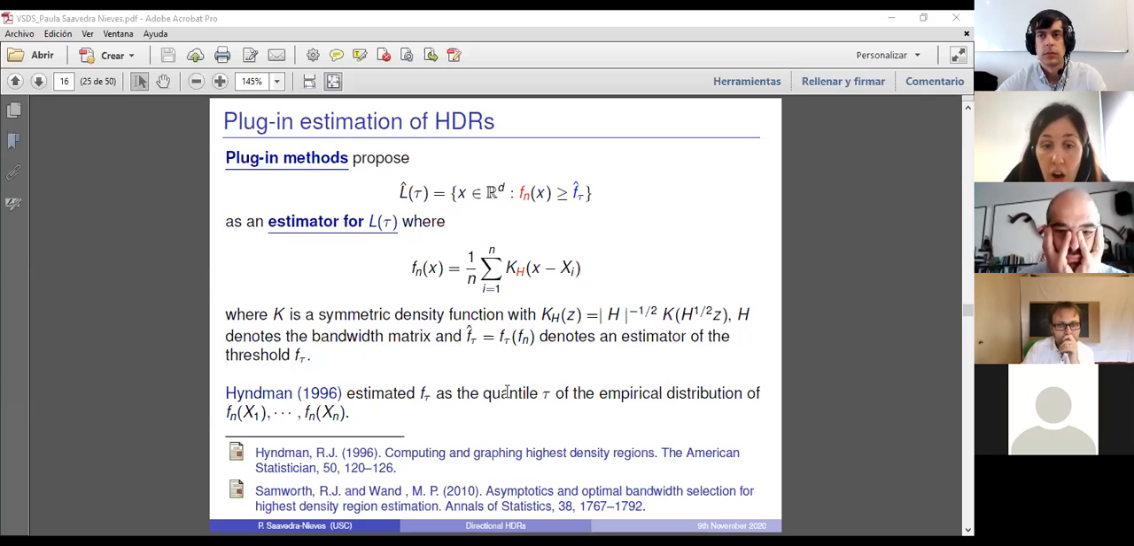Of course, here appears the problem of selecting the bandwidth parameter or matrix, because the goal here is not to reconstruct a density function. The goal here is to reconstruct a set. In this setting, in the Euclidean space, there exist several selectors of the bandwidth, for instance the first one proposed in 2010. But in the directional setting, there is no proposal in this sense.